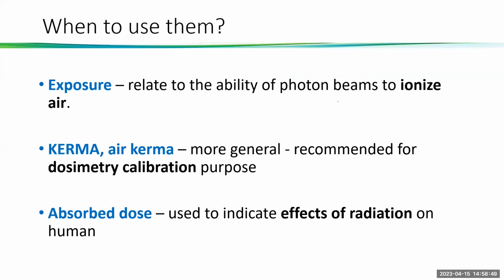So when do we use them? Exposure is usually used to relate to the ability of photon beams to ionize air, what we measure in our ion chamber in air. Kerma or air kerma are more general and are recommended for dosimetry calibration purposes. And absorbed dose is usually used to indicate the effects of radiation in humans.